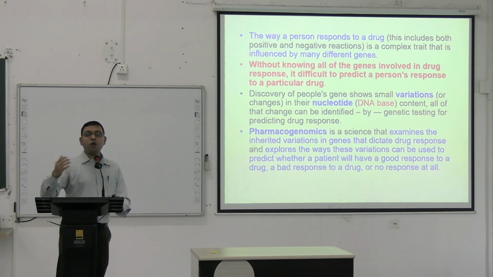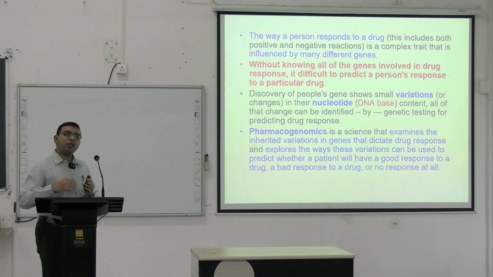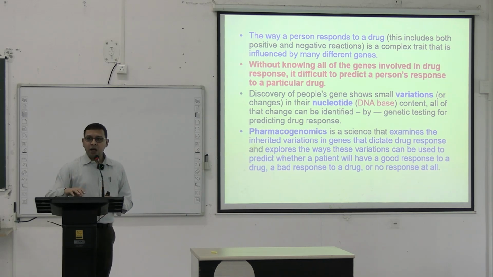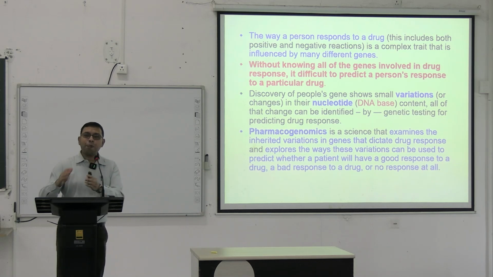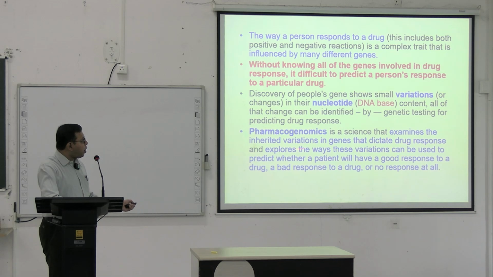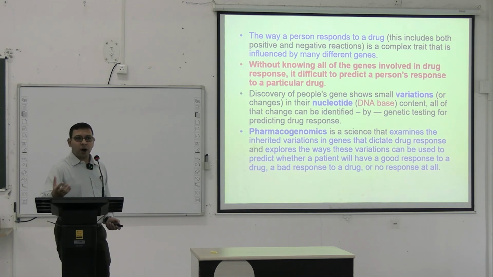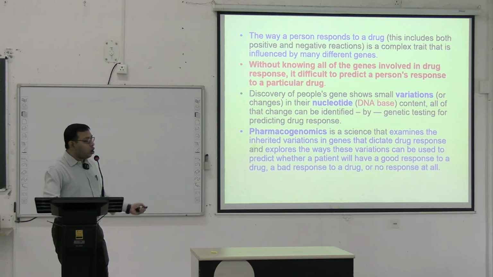So this is the progress towards pharmacogenomics. Pharmacogenomics is a science that examines the inherited variations in genes. These variations are already inherited, and they are present in one cohort of the population but not present in another cohort, and they dictate drug response. So whether the drug responds well or poorly is dictated by this, and it explores the ways these variations can be used to predict.